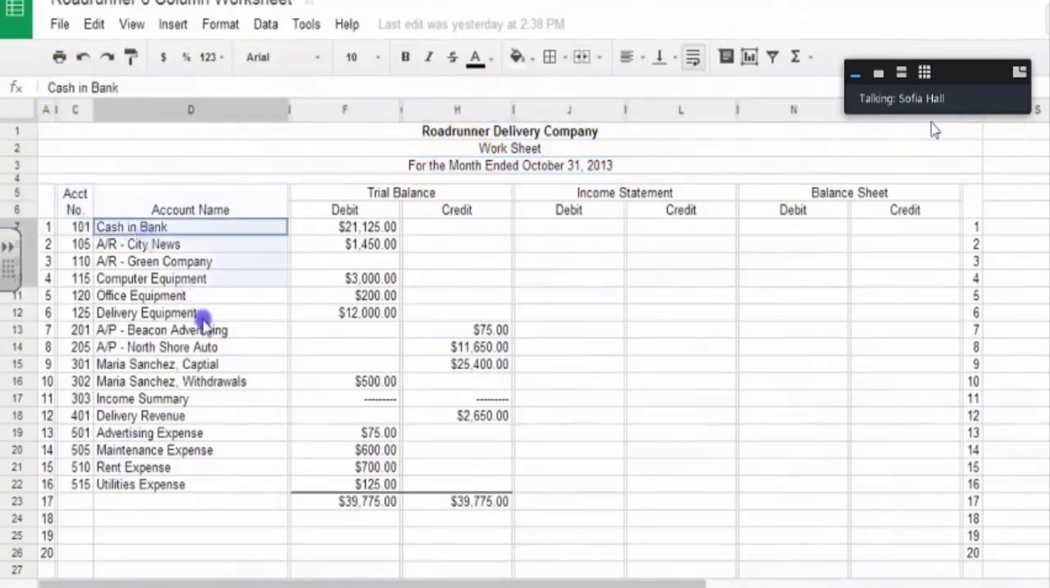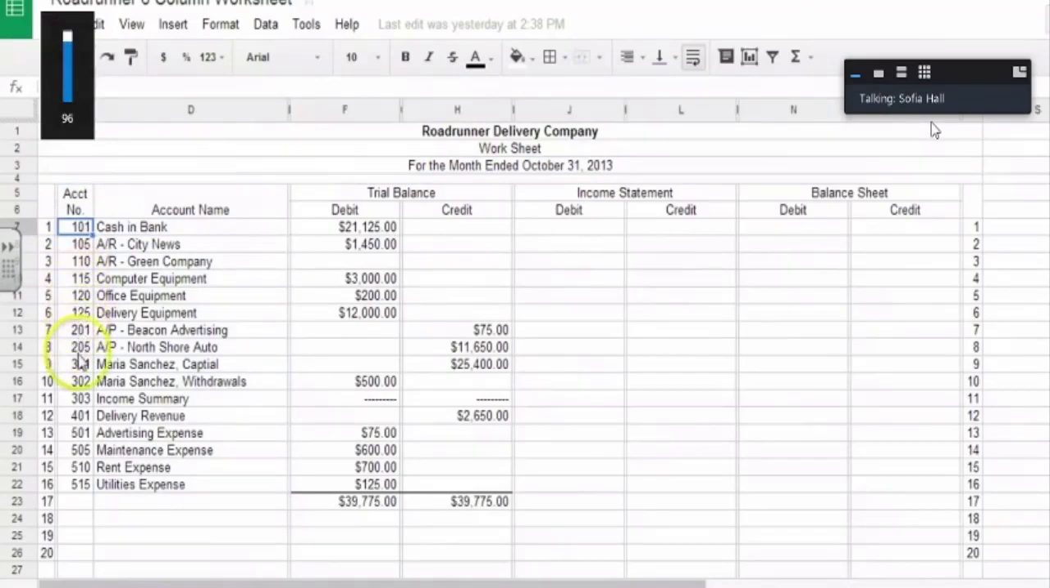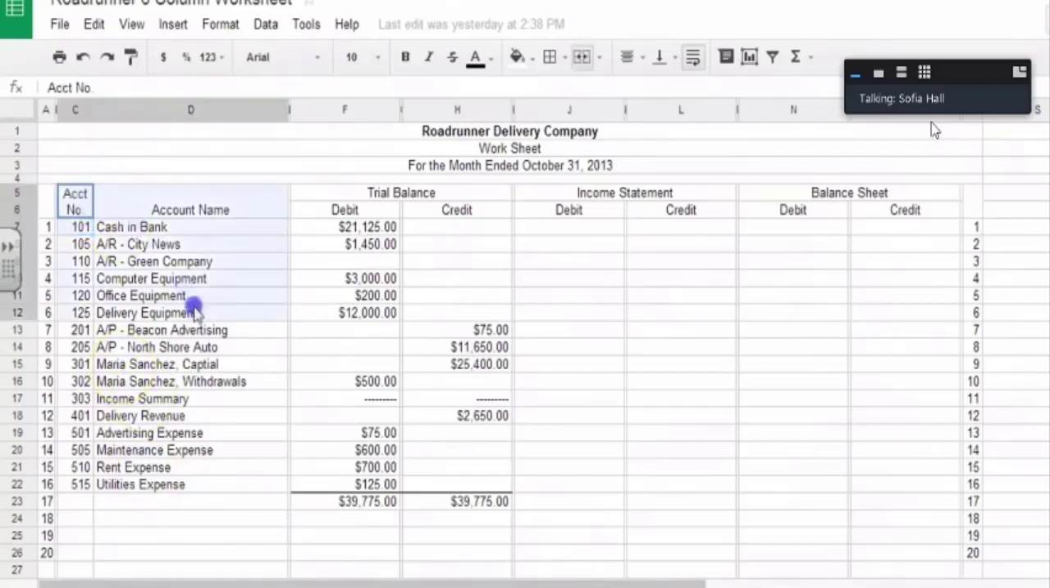Section 2 includes our account numbers and account names. And you'll notice that these are in order: assets, then liabilities, then owner's equity, then our revenue, then our expenses. And each of the accounts that are listed in our chart of accounts are included on this section of our worksheet. So this is section 2, the account number and account name.